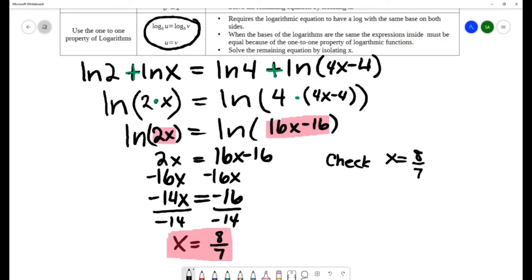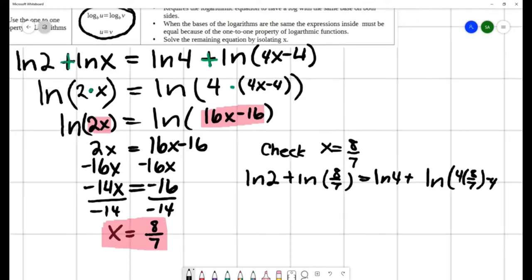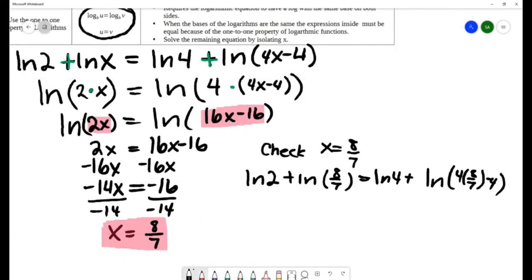I'm going to use the original equation to check that. We have natural log of 2 plus natural log of 8/7 equals natural log of 4 plus natural log of 4 times 8/7 minus 4. What I'm checking is that the places I plugged in for variables will have a positive inside of that logarithm, which it does here and here and here. I have a little bit more work to do to check to see if it's true there as well.